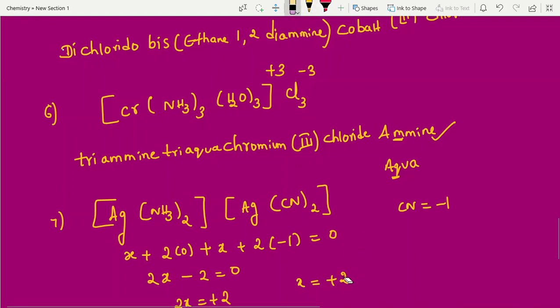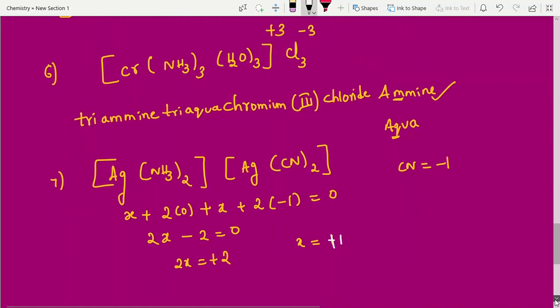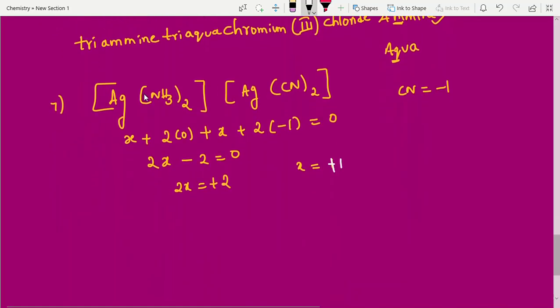That's it. What is the metal atom here? Silver. Like this we have to calculate. +1 oxidation state. Clear? Now write the name. One, you have to write the normal name. One, you have to write the Latin name. First again we will write the cationic complex, then the anionic complex.